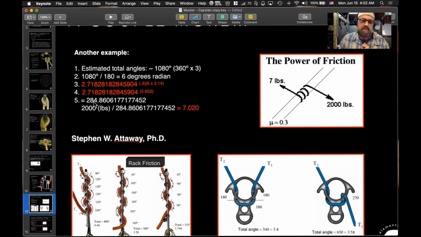And what we get is this huge number of 284.8606, etc. So that gives us an ability, because we know the weight of our load. All we do is take that 2,000 pounds, divide it by the number we have here, 284.8606, and we get roughly 7.02 pounds. So that is where we get the 7 pounds to be able to hold 2,000 pounds, if we do 3 full turns, 3 360-degree turns, around an object that has a coefficient of friction of 0.3.